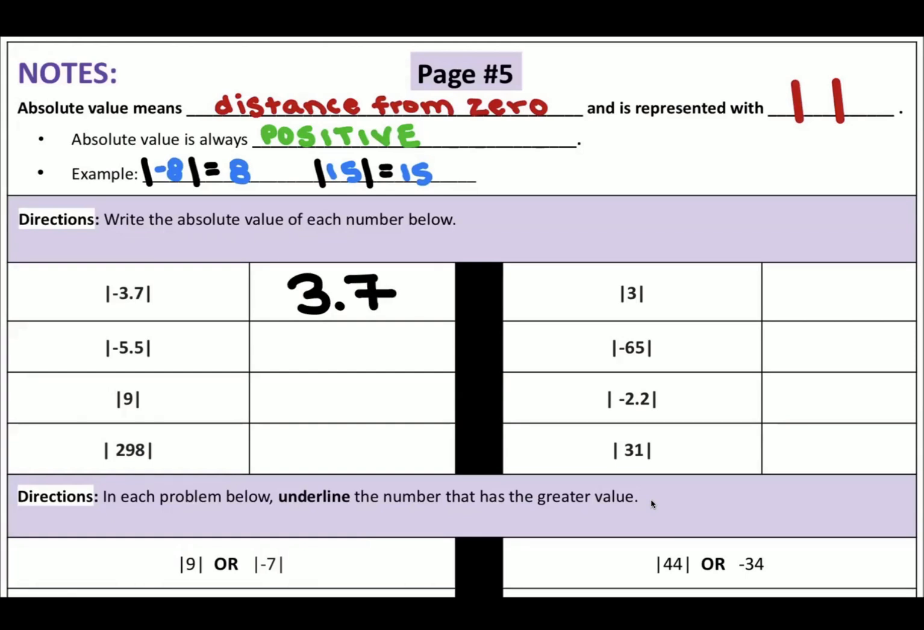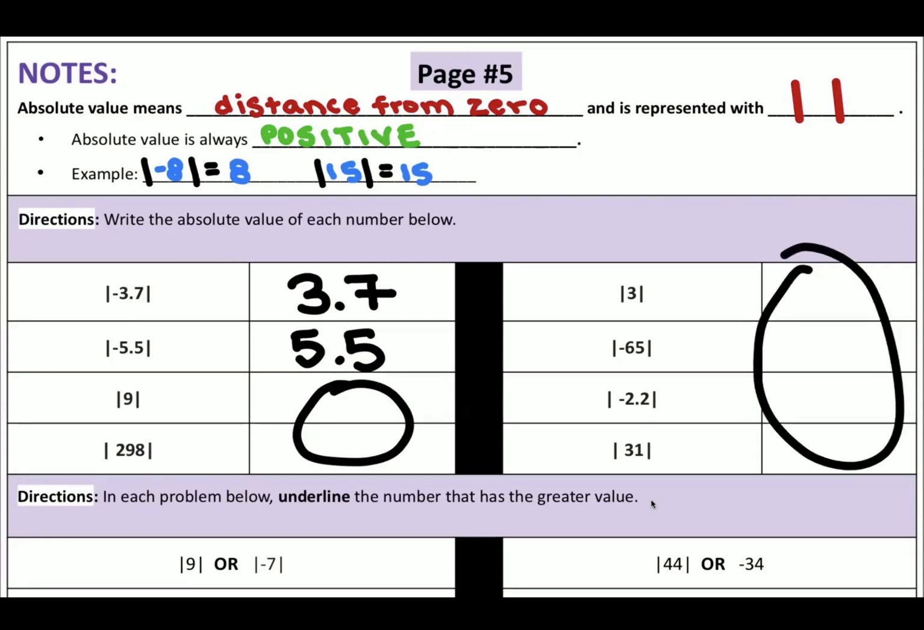So absolute value just cares about distance from 0. It doesn't care if it's on the left or the right of 0. The absolute value of negative 5.5 is 5.5. So all of your answers are going to be positive with absolute value. Go ahead and complete the rest of these, then come back to the video.